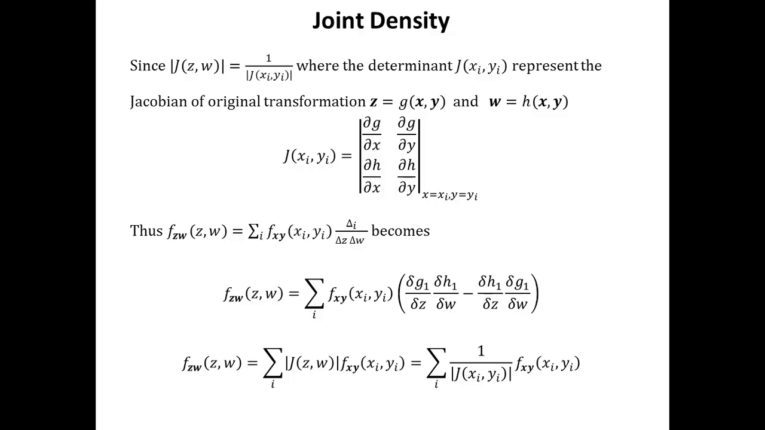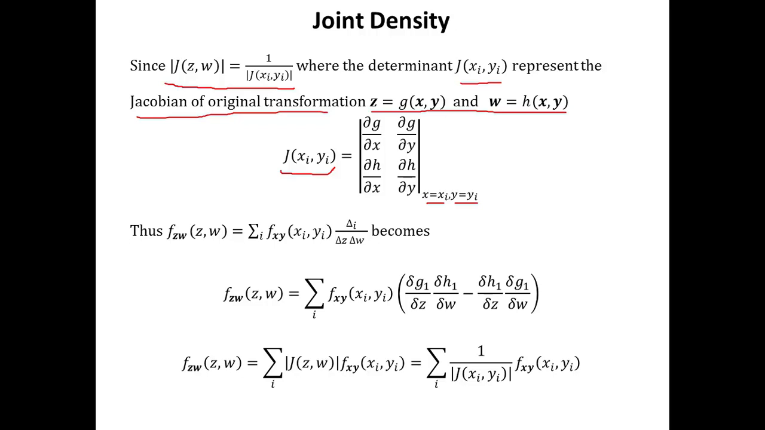Similarly, we can say that the Jacobian JZW equals 1 by the magnitude of Jacobian JXY, where JXY represents the original Jacobian of the transformation Z equals g(x,y), W equals h(x,y), that is, the forward transformation. In a similar manner, the expression of JXY will be calculated by this determinant at x equals xi and y equals yi.